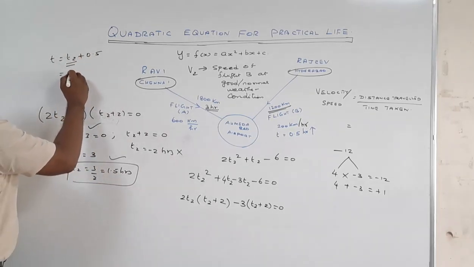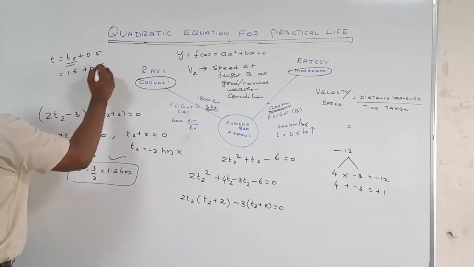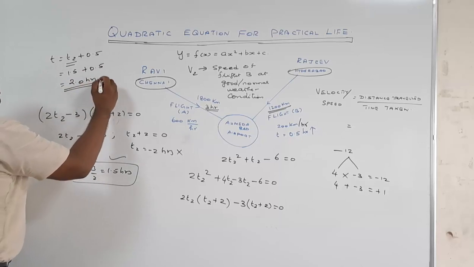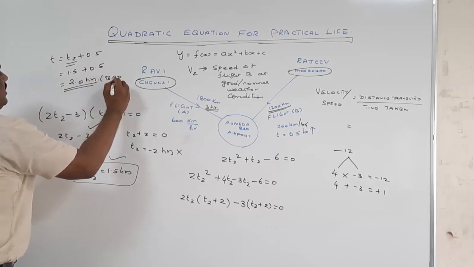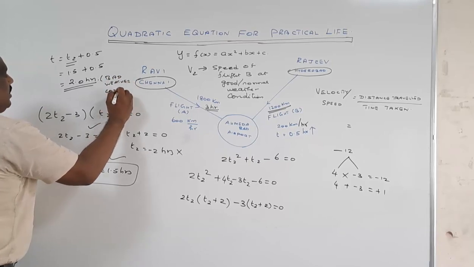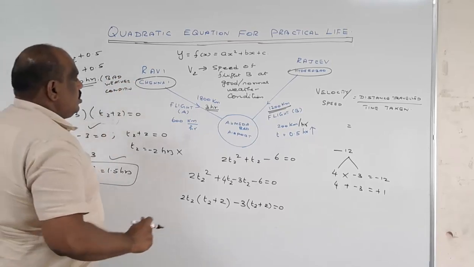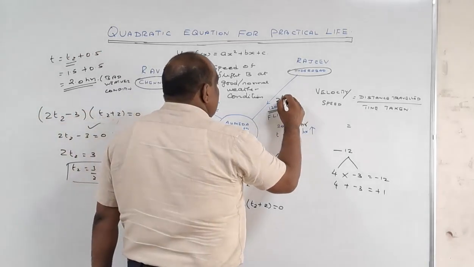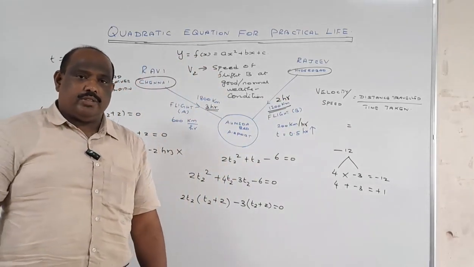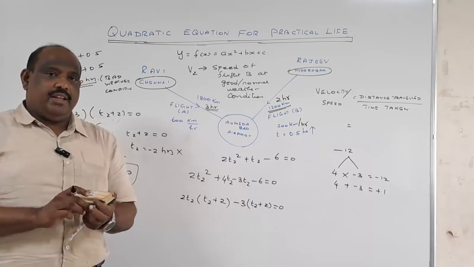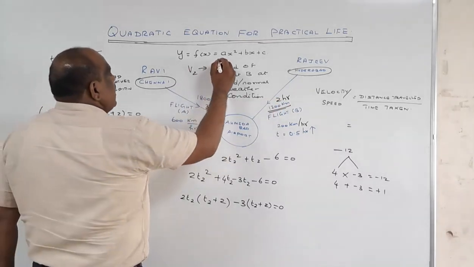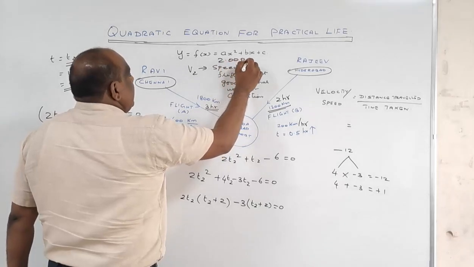So 1.5 plus 0.5 will be equal to 2 hours. So the 2 hours corresponds to the bad weather condition. So he takes only 2 hours. Who takes? Raju takes only 2 hours. So who will reach first? Raju only. Let us assume both are starting at 2 p.m.